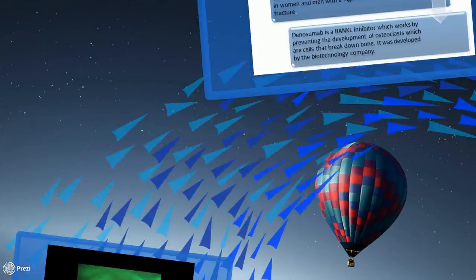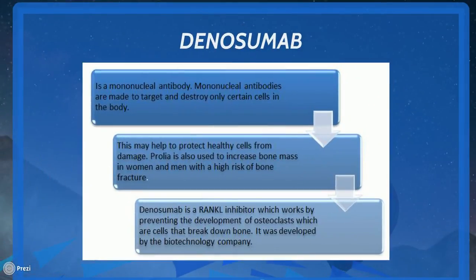Well, the case of this woman showed a treatment with Denosumab. Now, what is Denosumab? Denosumab is a monoclonal antibody. Monoclonal antibodies are made to target and destroy only certain cells in the body. This may help to protect healthy cells from damage.